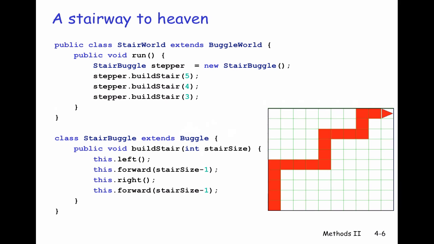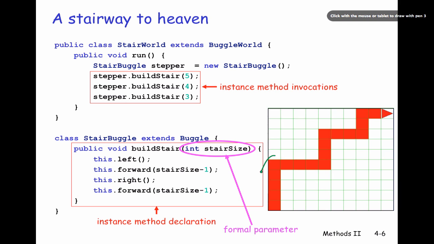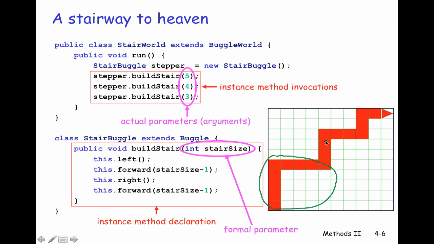So now here's a case in which we have the same definition we had before. We call this officially the instance method declaration. Declaration is just another word for definition. And this is an instance method declaration because it's the declaration of a method for instances of the StairBuggle class. We have our formal parameter as usual. And we have now 3 different instance method invocations because we're making 3 different stairs. So making the first stair draws this one here. Making the second stair draws this one here. And making the third stair draws this pattern here. And we have 3 different actual parameters, 5, 4, and 3, that are used to draw the 3 different stairs.